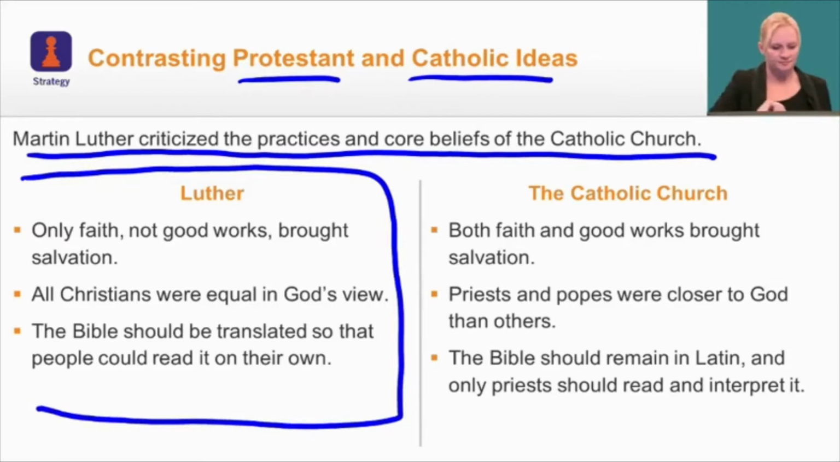He believed that only your faith, not necessarily your good works or what you did for others on earth, brought you salvation. He also believed that all Christians were equal in God's view, that God cared for everyone equally, and that the Bible should be translated so that people could read it on their own. Remember, here he's talking about John Wycliffe, and he's agreeing with him and saying, yes, translate it into a language that people can understand. Take the power away from the popes and the priests and let the people read it for themselves.